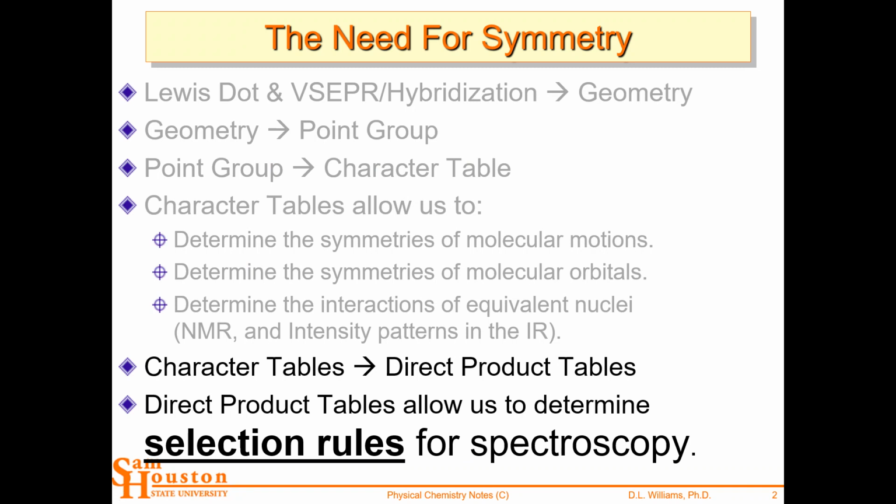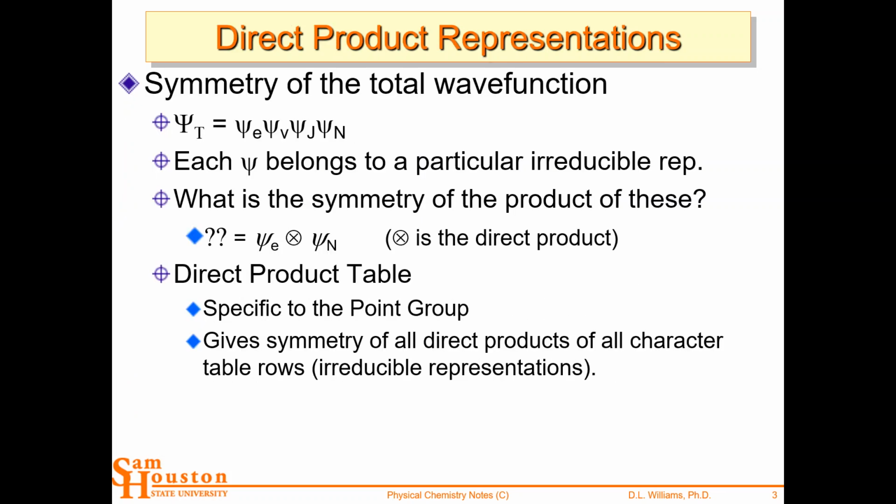So we're way down here at the direct product table. So we start with the Lewis dot structure. We get the geometry, which gives us the point group, which gives us the character table. And now today we're going to be using the direct product tables to determine the selection rules for our spectroscopy.